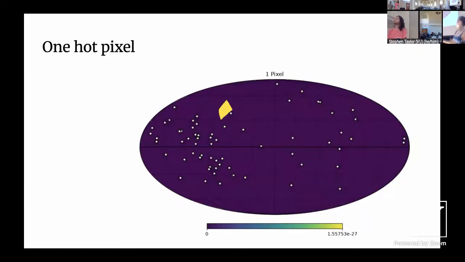So now we decreased the resolution of our sky map by quite a bit, as you can tell, and ran the same concept, but for 1 pixel. And this is what comes out of it. You can see that it's in roughly the same sky area, but not exactly.